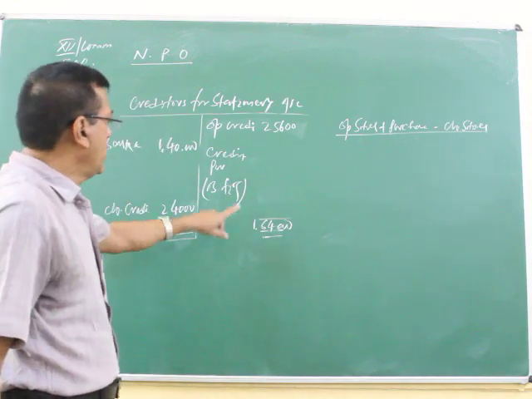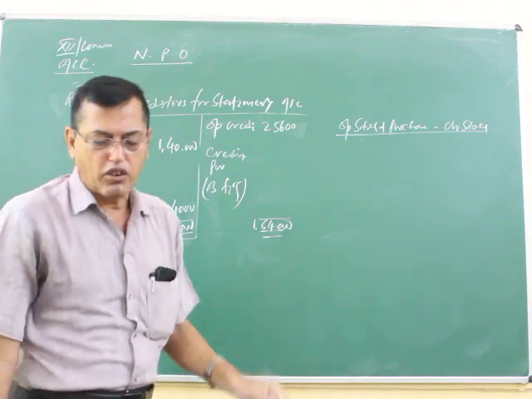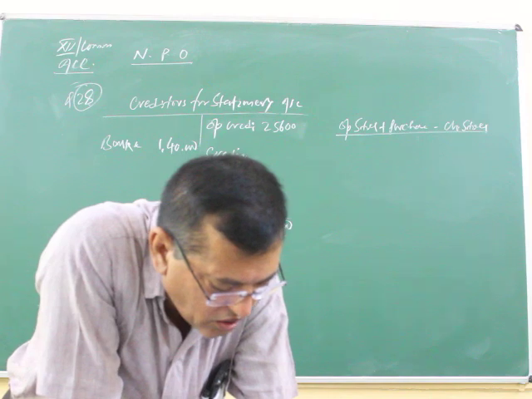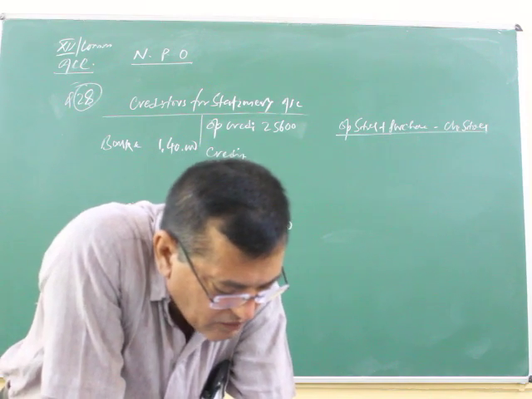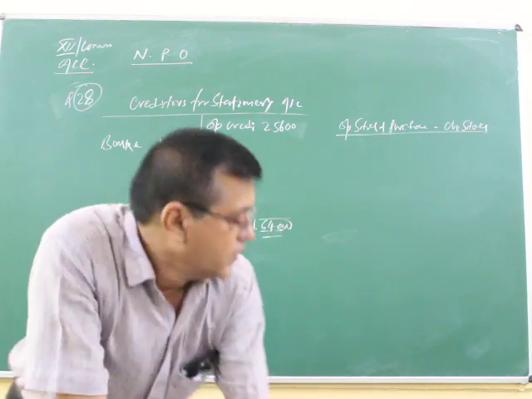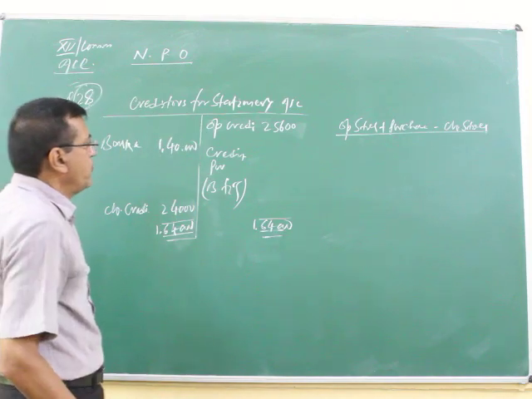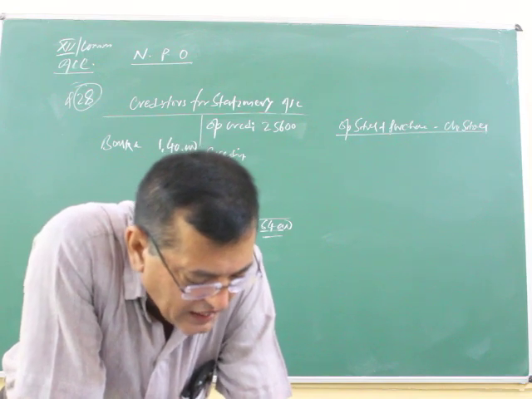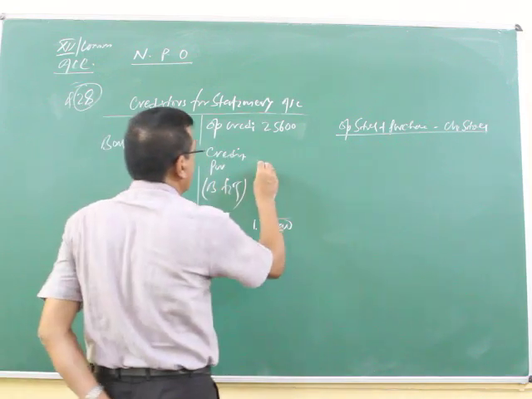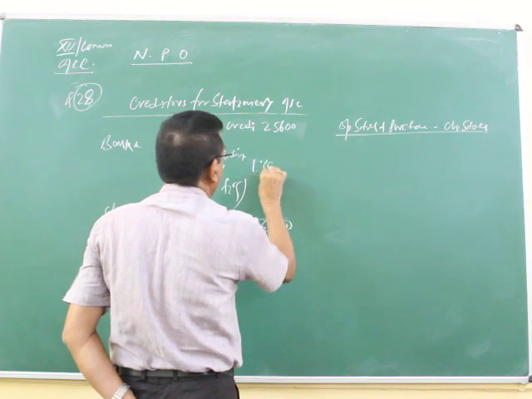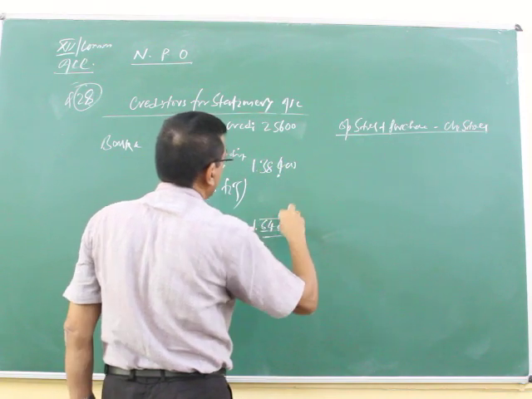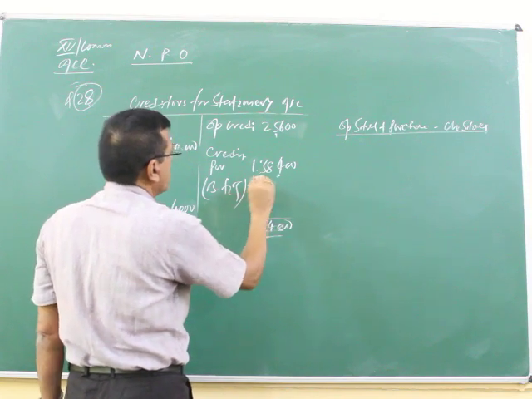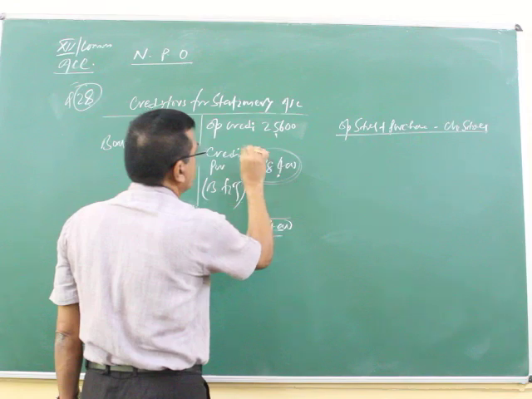Now, 1,64,000 and 25,600. Subtract, how much are you getting? Understood or not? Subtract here 1,64,000 minus 25,600. How much will you get? See here, 1,38,400. Yes, it is the balancing figure, we get credit purchase.